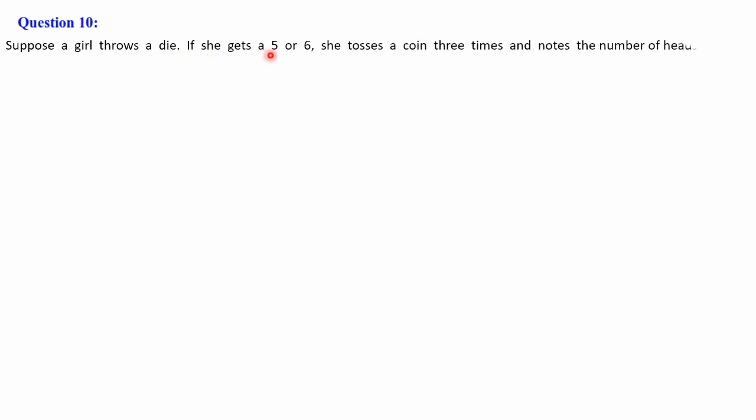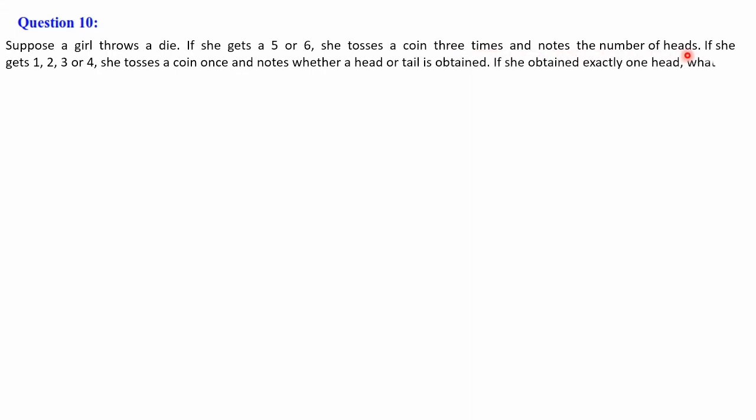Next we shall discuss question number 10. Suppose a girl throws a die. If she gets a 5 or 6, she tosses a coin 3 times and notes the number of heads. If she gets a 1, 2, 3 or 4, she tosses a coin once and notes whether a head or tail is obtained. If she obtained exactly 1 head, what is the probability that she threw 1, 2, 3 or 4 with the die? So there is a little bit of complication when you go through the question first time. So you must read it 2 or 3 times to make the concept clear.